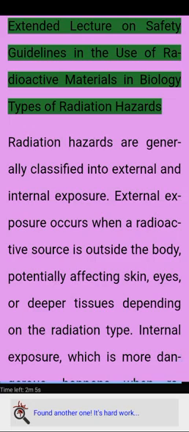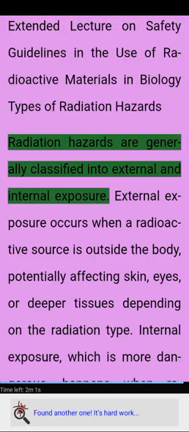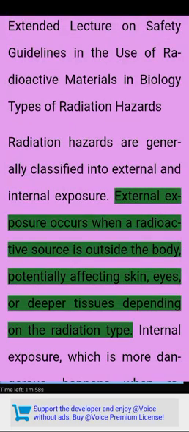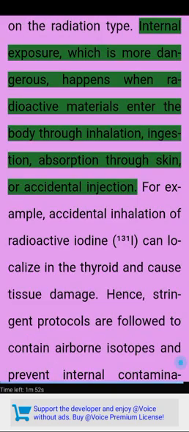Types of radiation hazards. Radiation hazards are generally classified into external and internal exposure. External exposure occurs when a radioactive source is outside the body, potentially affecting skin, eyes, or deeper tissues depending on the radiation type. Internal exposure, which is more dangerous, happens when radioactive materials enter the body through inhalation, ingestion, absorption through skin, or accidental injection.